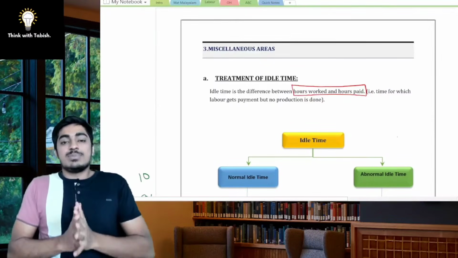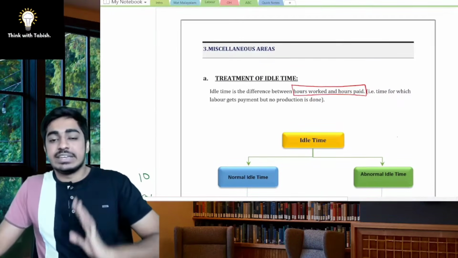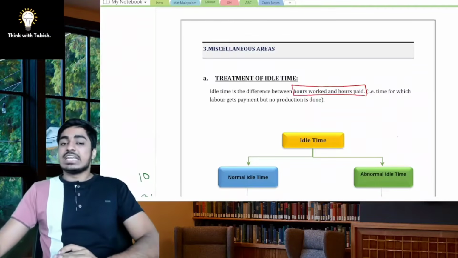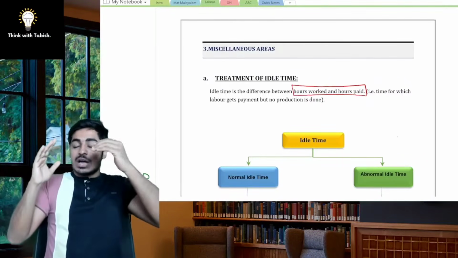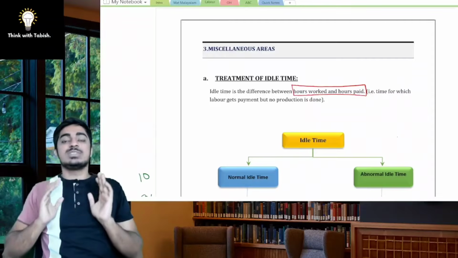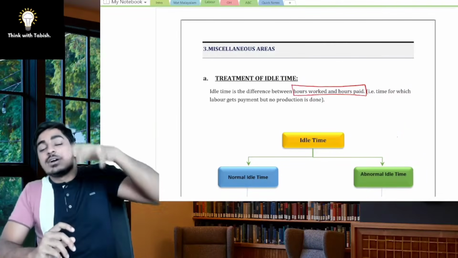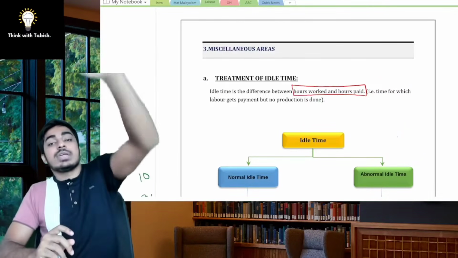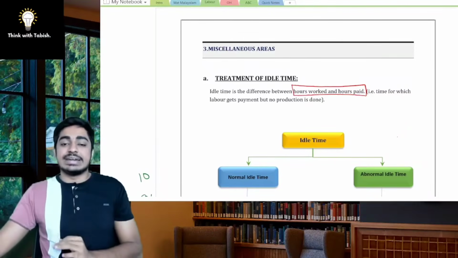Then we have all the miscellaneous areas. First is the treatment of idle time. What is idle time? It is the difference between the hours worked and the hours for which payment is made. I worked for 5 hours, but I'm getting payment for 8 hours. The 3 hours is the idle time.